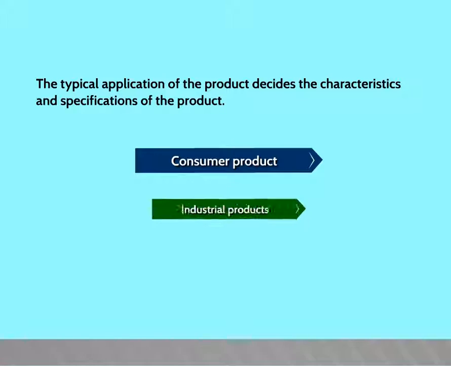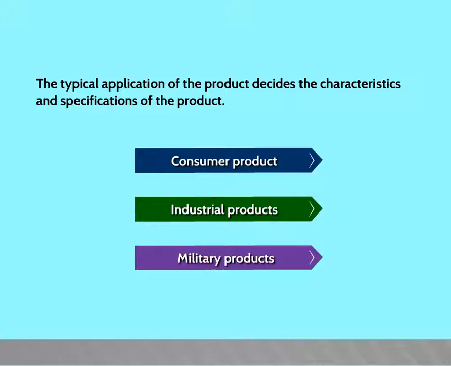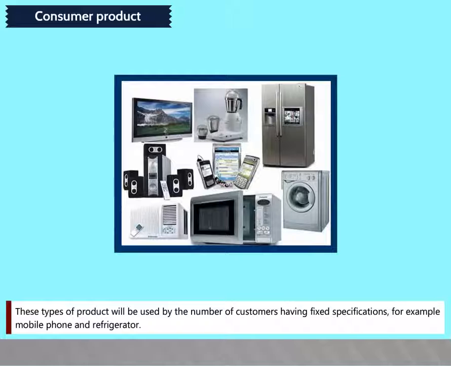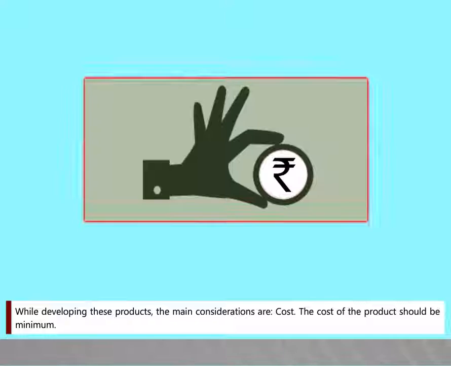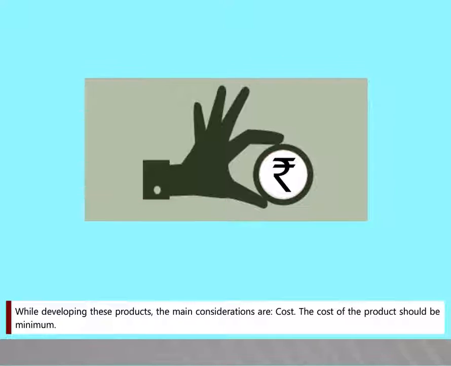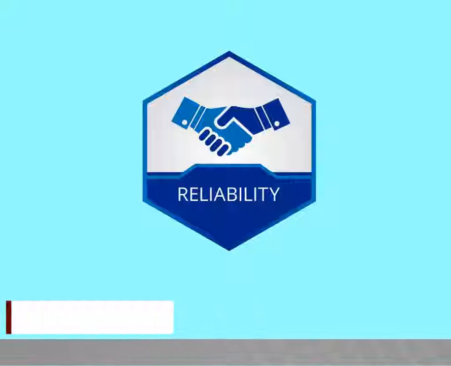Consumer products, industrial products, military products. Consumer product. These types of product will be used by a number of customers having fixed specifications, for example, mobile phone and refrigerator. While developing these products, the main consideration is cost. The cost of the product should be minimum. Reliability must be good.